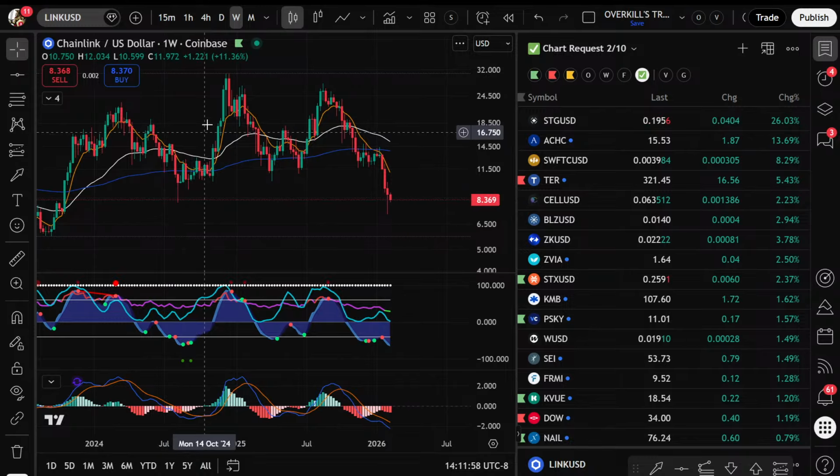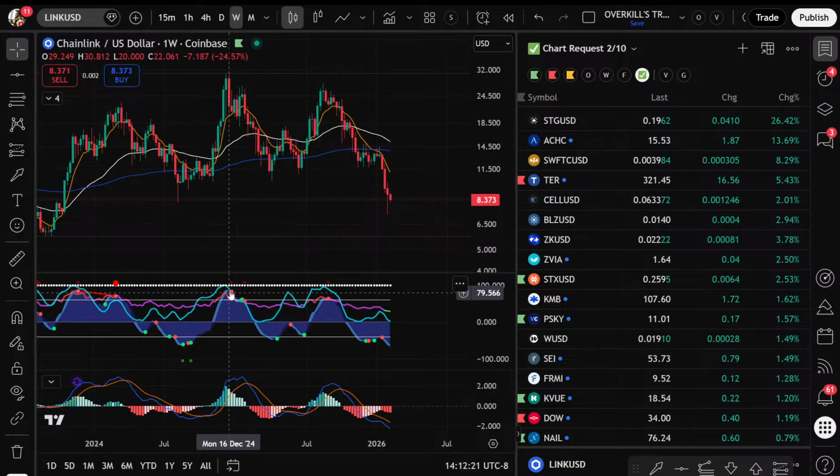Back in August, $8 up to $30. That took from August to December: August, September, October, November, December. 5 months from here to here. That was a 300% move. You put in $10,000 here, you now have $40,000.